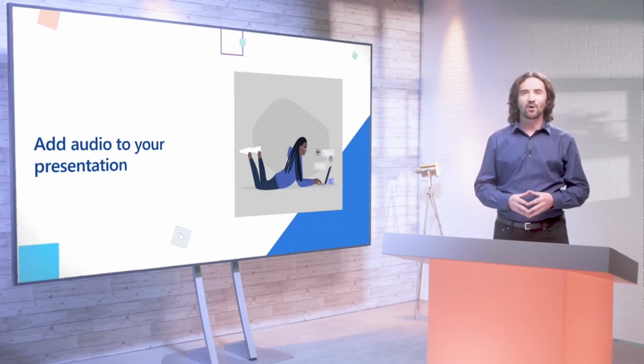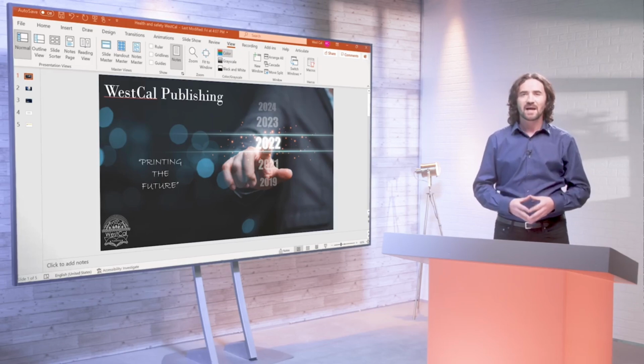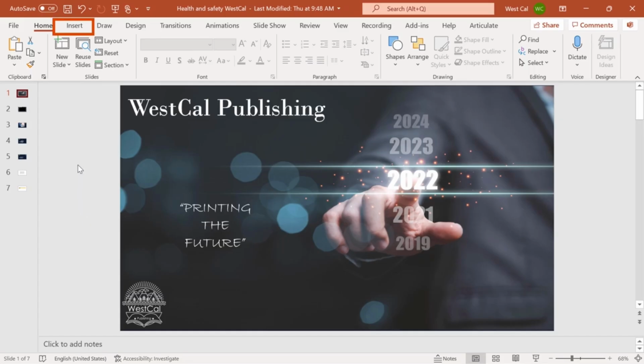Let's start by adding audio to a presentation. Let's take the scenario of Westcal's new advertising campaign and add background audio to the opening slide to set the scene. Firstly, navigate to the Insert tab.